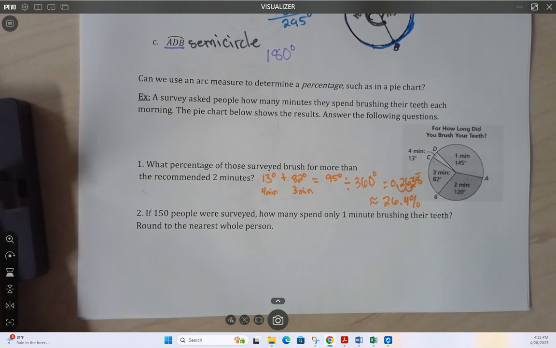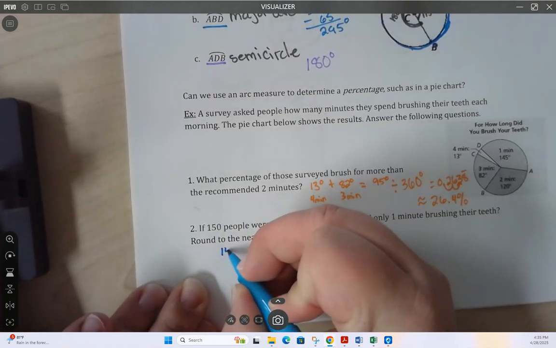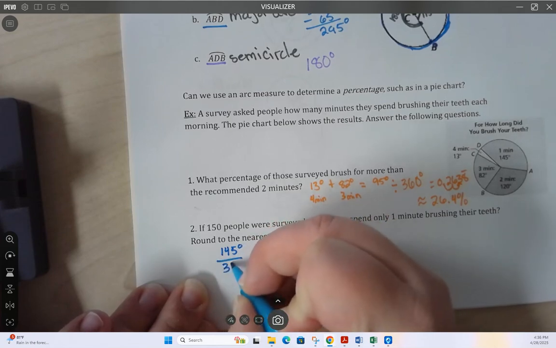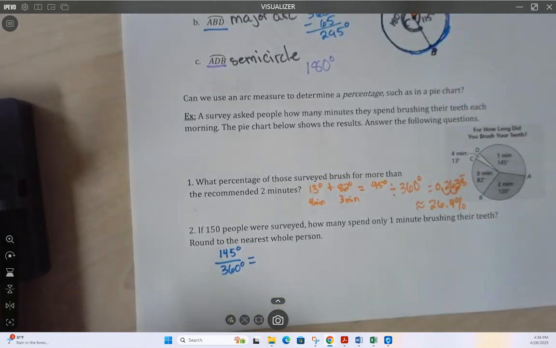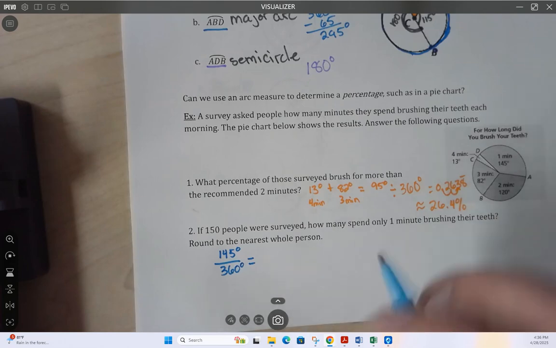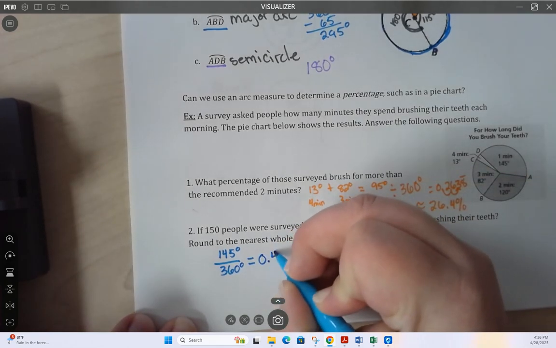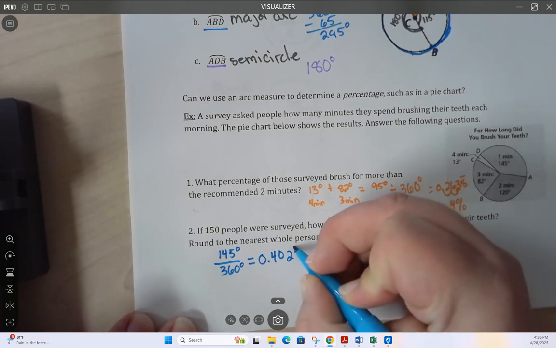So now in our next one, if 150 people were surveyed, how many people in the survey group only spend 1 minute brushing their teeth? So how many are doing just a quick brush and saying that's good enough? And we're going to round this to the nearest whole person because it's not going to turn out exact. So here we have to start by figuring out what percentage. So 145 degrees over 360 degrees is going to tell us our decimal. So 145 divided by 360 is 0.4027 repeating.